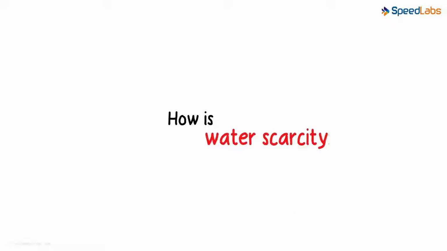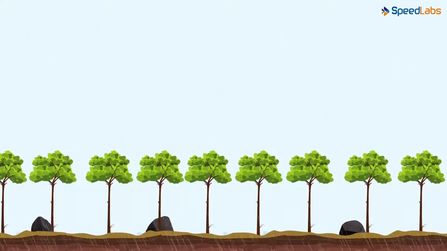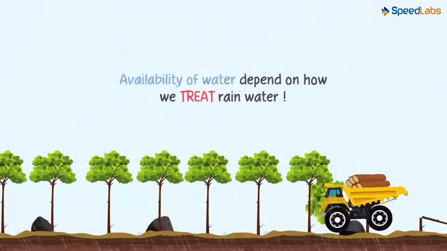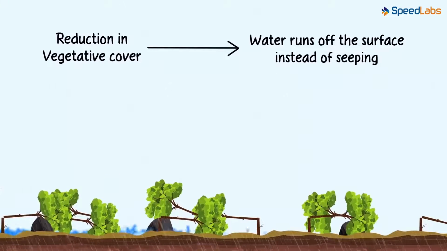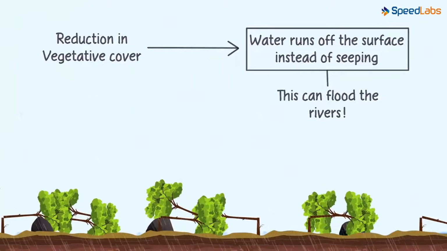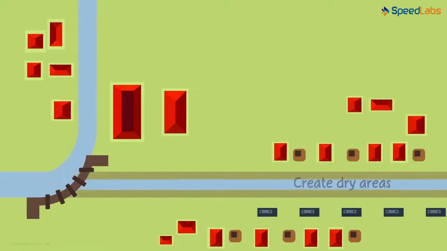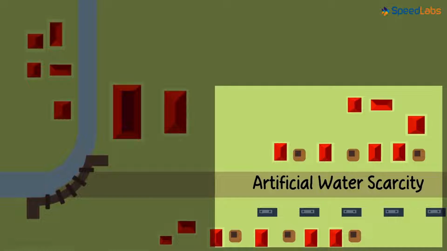But how is water scarcity created? Well, let us look at several causes of this problem. Though the rain might provide us enough water, availability of water would depend on how we treat this rainwater. When we cut down trees and reduce the vegetative cover, water runs off the surface instead of seeping into the soil. This can flood the rivers. Humans also create diversion of local rivers and streams and thus create dry areas downstream. This will cause artificial water scarcity for the people who live around that area.